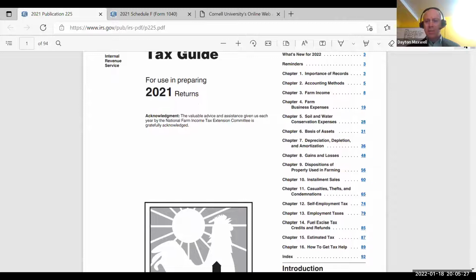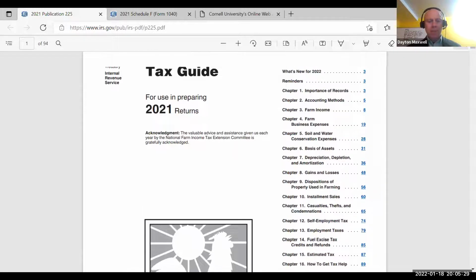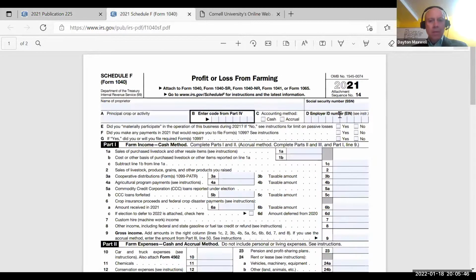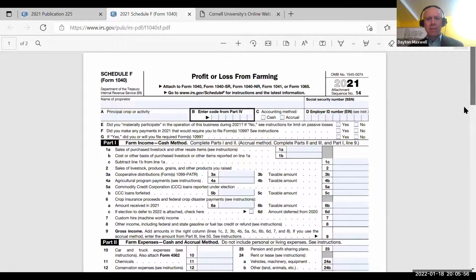So it's really a nice resource. If you have questions about farm income taxes on the federal level, this is the place to look. Farmer's Tax Guide, and probably some of you are looking it up right now. Okay, and I just wanted to show this. Joan gave you a picture of it earlier, but this is the Schedule F.